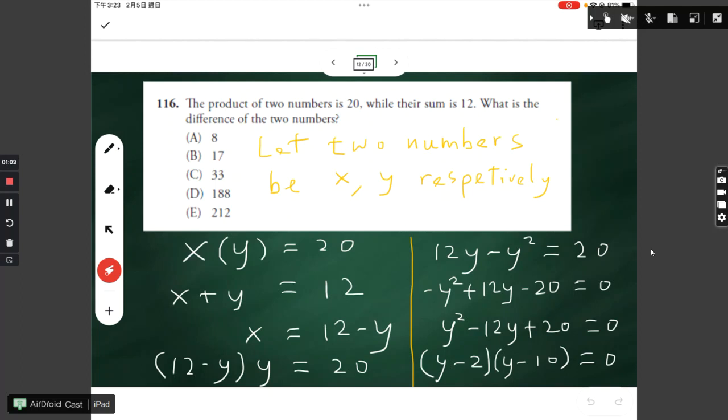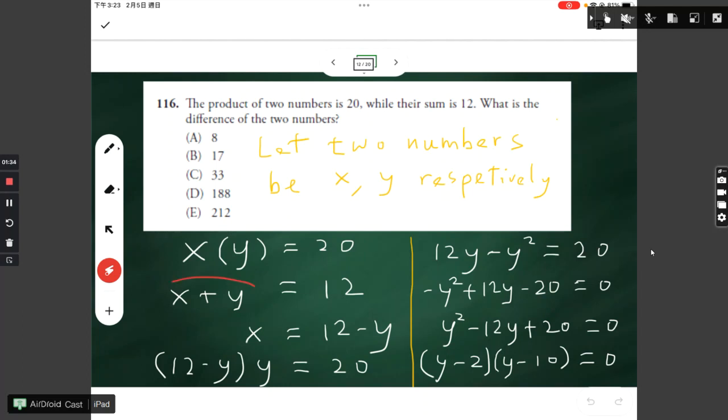So let's set up some unknowns. We let those two numbers be x and y respectively. And so the two equations that we have from this: the first one, the product of them is 20, x times y equals 20. The second one, the sum is 12, x plus y equals 12.